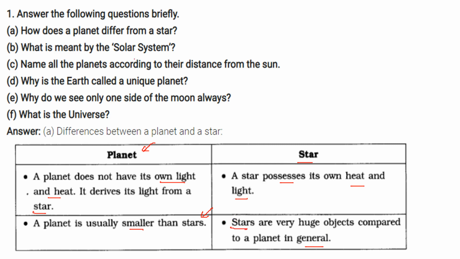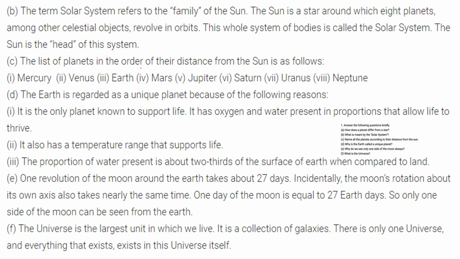What is meant by the solar system? So the solar system is actually the family of the sun. The sun is a star around which our 8 planets, among other celestial objects as well, revolve in orbits. And this whole system of bodies is called the solar system. And the sun is the head of the system.